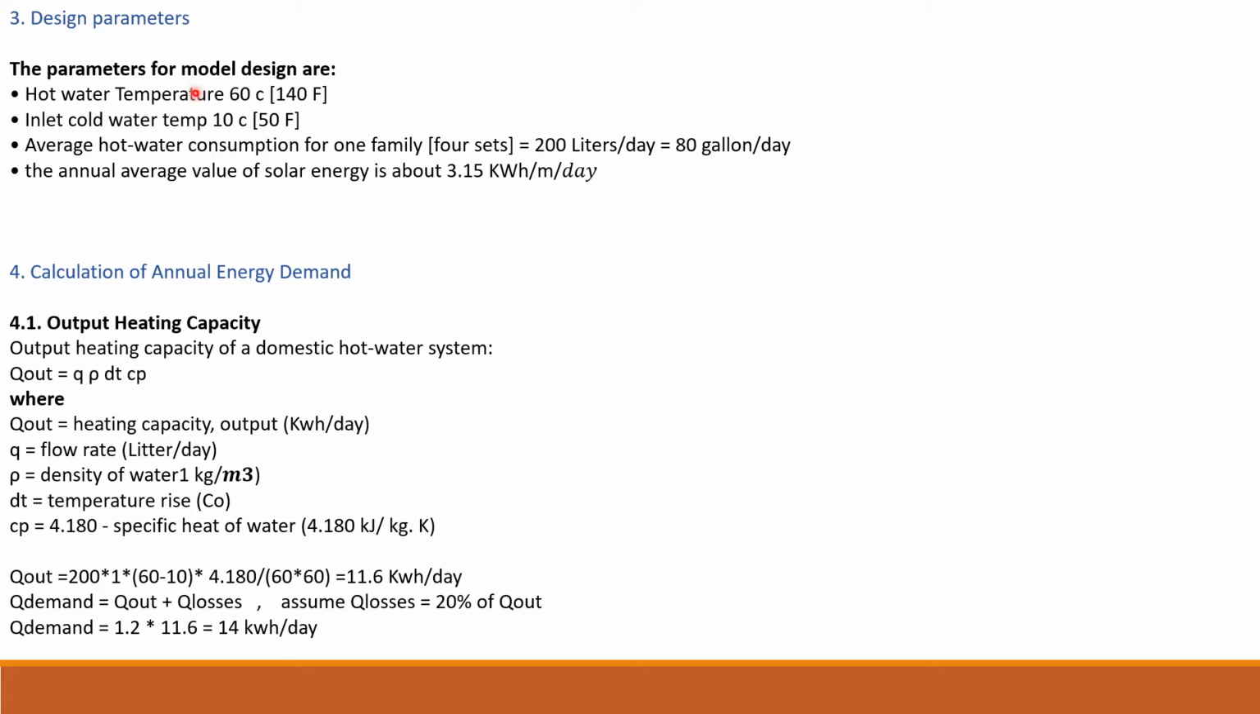In the design parameters, the parameters for model design are hot water temperature, inlet cold water temperature, the average hot water consumption for one family, which is 200 liters per day, and the annual average value, which is about 3.15 kilowatt hour per meter square per day. The calculation we did of annual energy demand, where Q out is the heating capacity or output, Q is the flow rate, rho is the density of water, dT is the temperature difference, and Cp is 4.180.